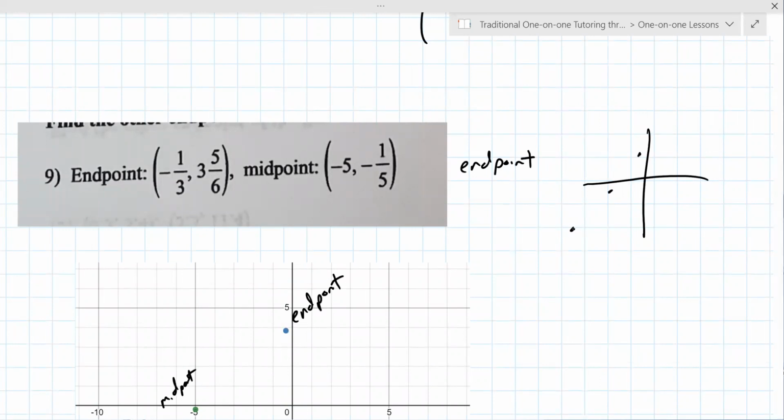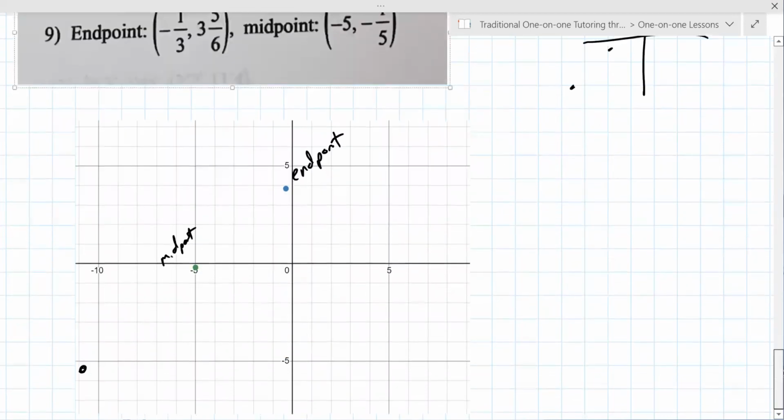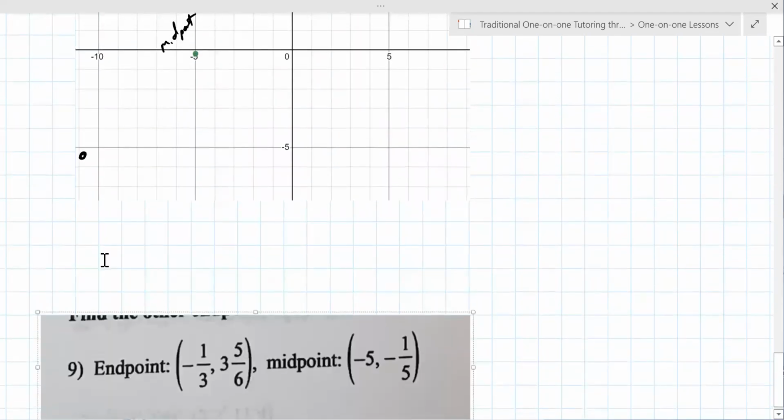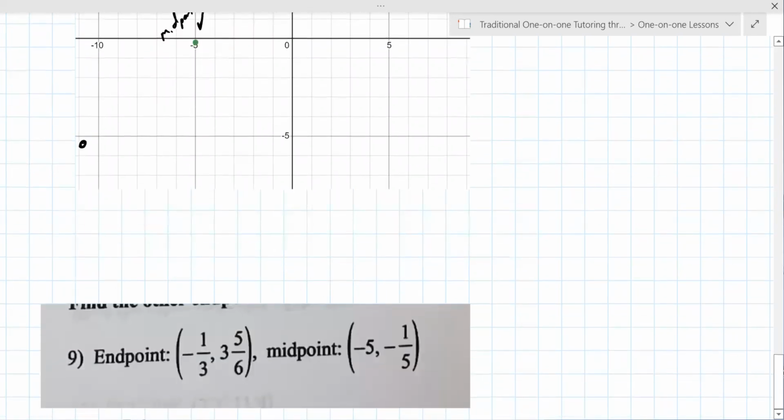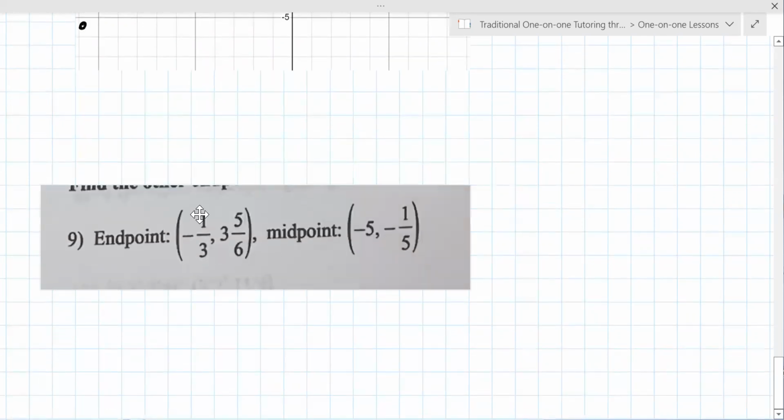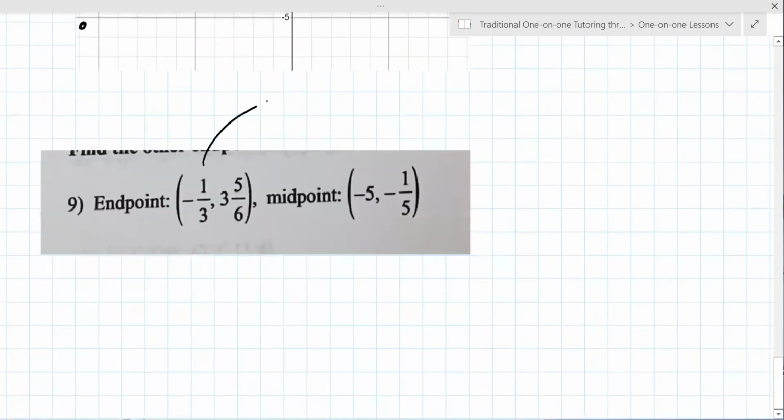So let me just reframe the question here. I like to use the terminology of a jump. So if you go back to the picture, there's a jump from the endpoint to the midpoint. Like imagine you're a kid, really young, you used to jump from station to station or something. So we want to figure out the jump from the endpoint to the midpoint.